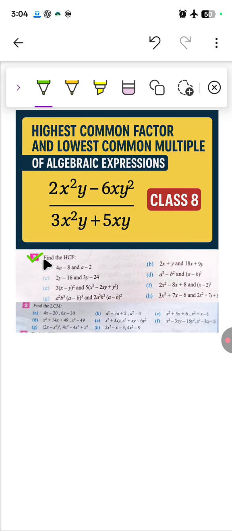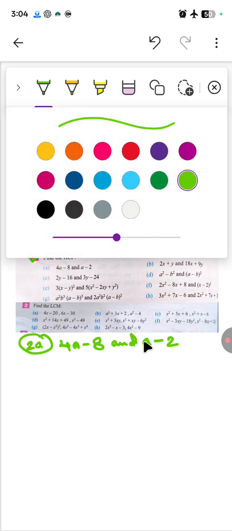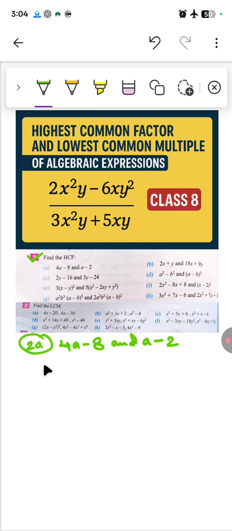In question number 2a, the heading for this is find the HCF, highest common factor of the given algebraic expression. So in question number 2a, we have 4a minus 8 and a minus 2. And we have to find out the highest common factor between these two algebraic expressions. Let us start solving this first expression.